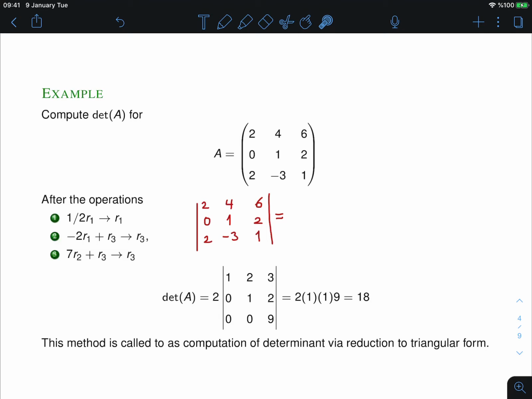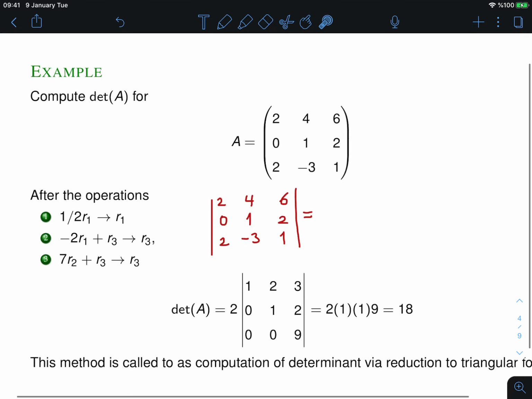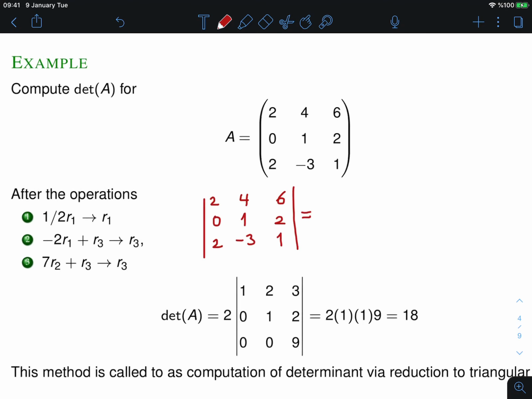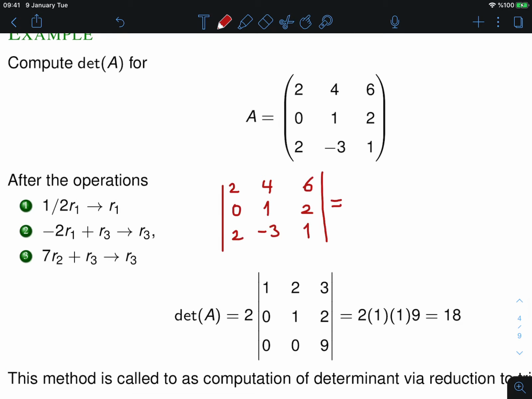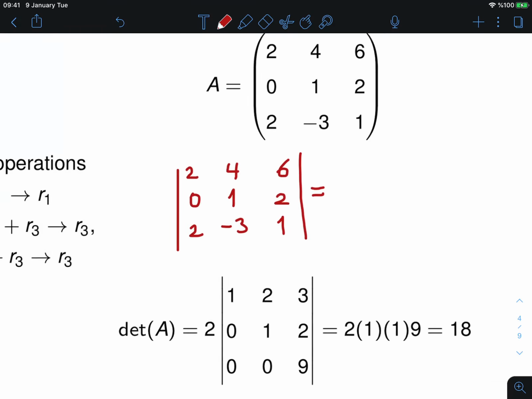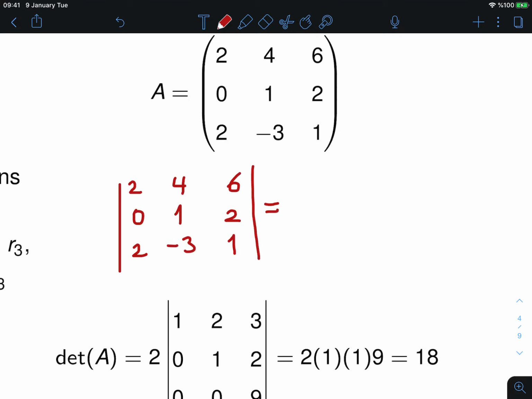So we start with trying to bring this to row echelon form. I repeated the matrix here, the determinant. By elementary row operations, I know that this is 2 times, so I'm replacing the first row by half of the first row. The other rows are not changed. We talked about this row operation.